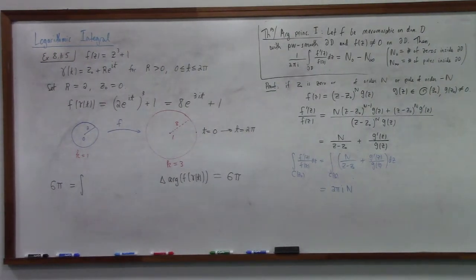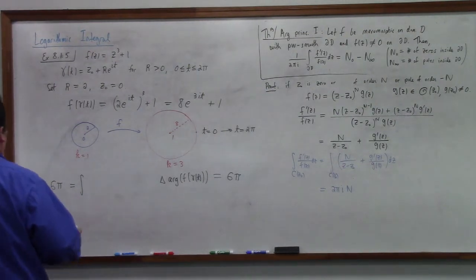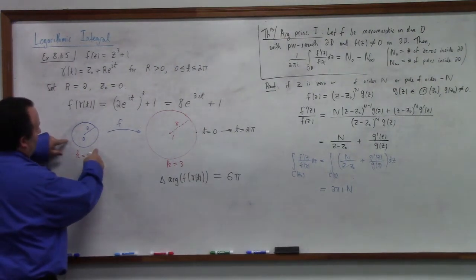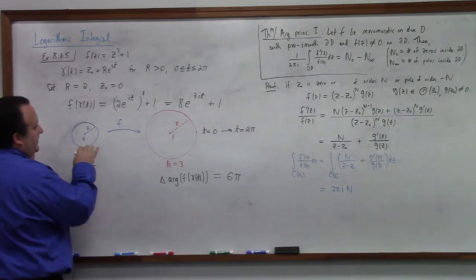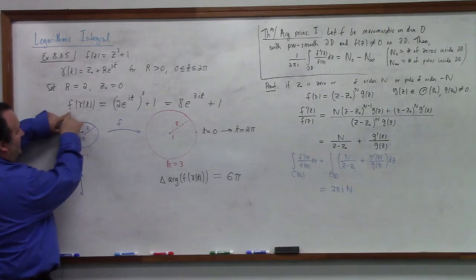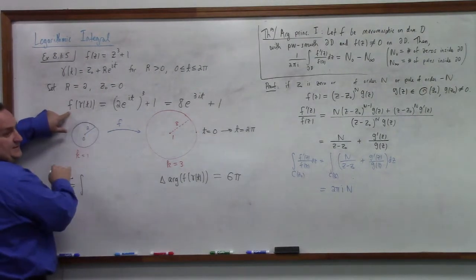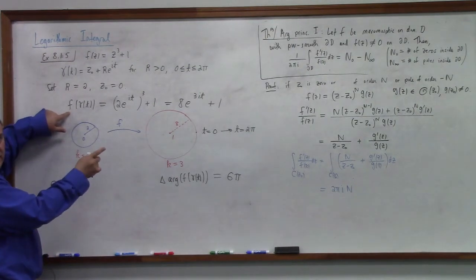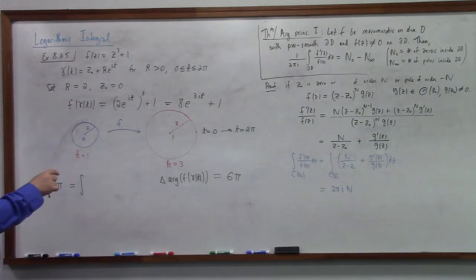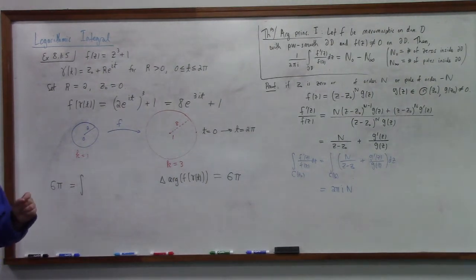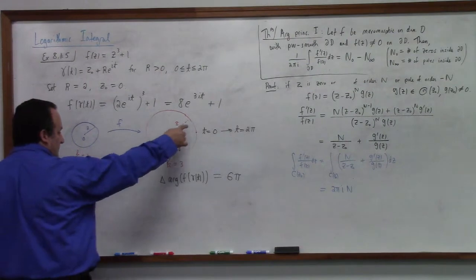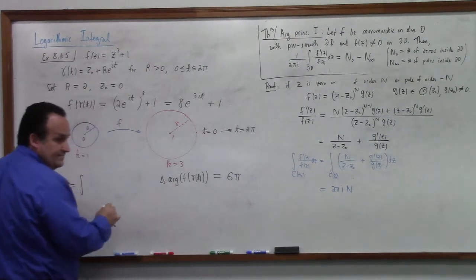So again, we have f of z is z cubed plus 1. We're looking at the curve centered at 0 with radius 2, and we're studying the change of the angle of the image curve, f of gamma of t. The image curve here happens to also be a circle, which is easy to analyze. The image curve for a more general map could be really wacky if you just plot it directly. But anyway, the change in the argument of the image is 6 pi.